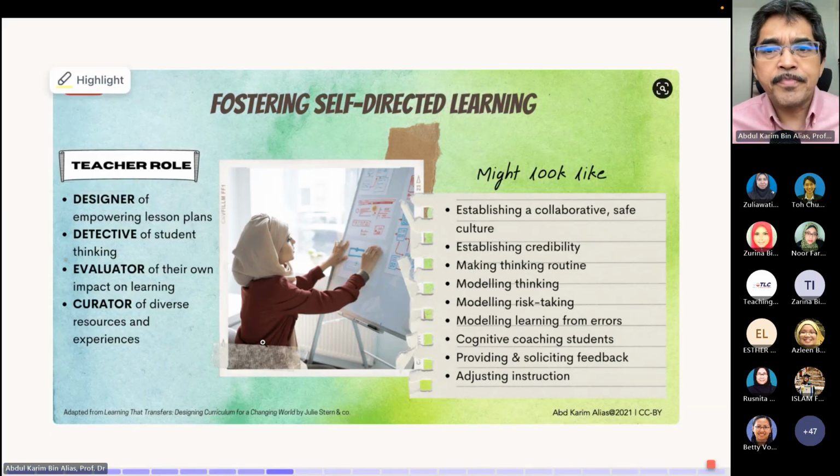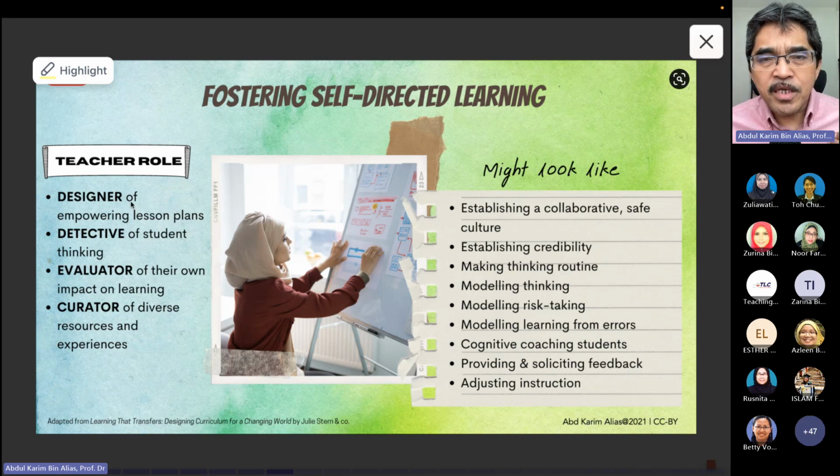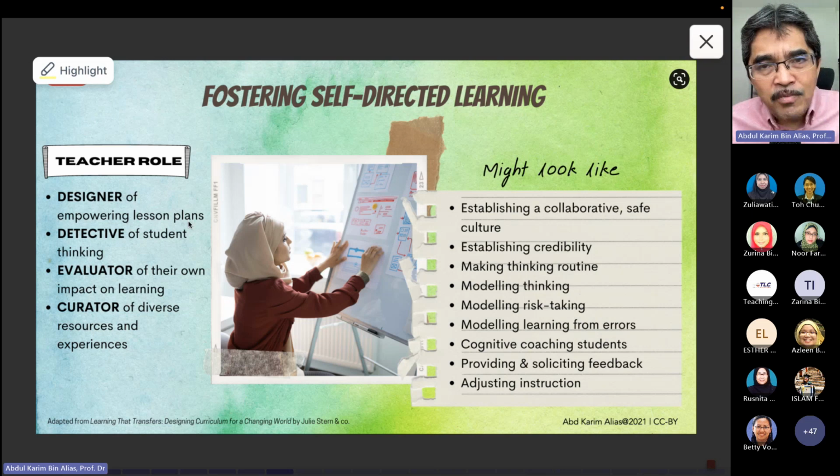Now, the teacher's role. Okay, just now the learner's role. What about the teacher's role? So now the teacher takes the role not only to teach, but to design, as a designer of a lesson, and designer of an empowering lesson plan, because we want to empower self-directed learners. Therefore, we want to empower them through the activities, assessment, everything that we have in our lesson. That's how we empower them.